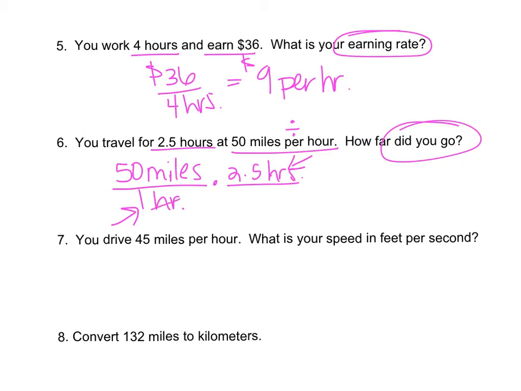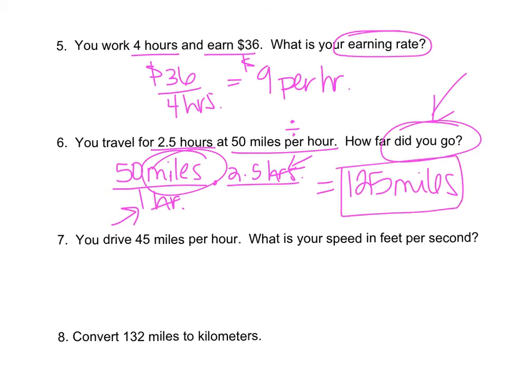So notice these hours cancel. We multiply 50 times 2.5, which would be 125. And then there's our units, whatever is left. So miles, which is what we were trying to find. How far did you go? So 125 miles.